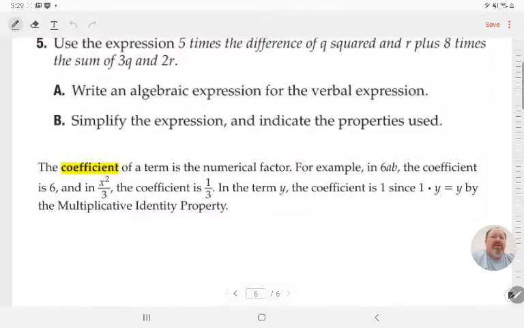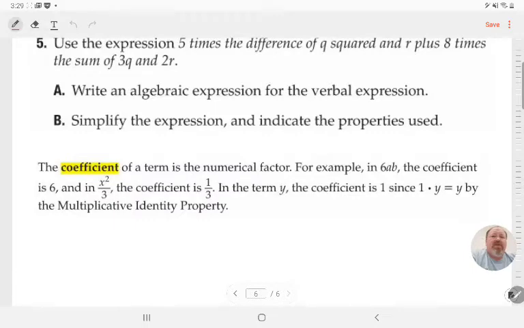All right, let's take a look here. Use the expression 5 times the difference of q squared and r plus 8 times the sum of 3q and 2r. So, on this one, for my expression, well actually, pause it, try to complete it on your own, and then come back and see how you did.